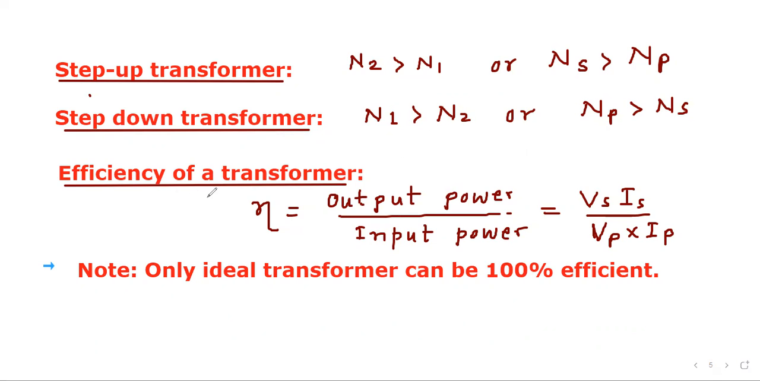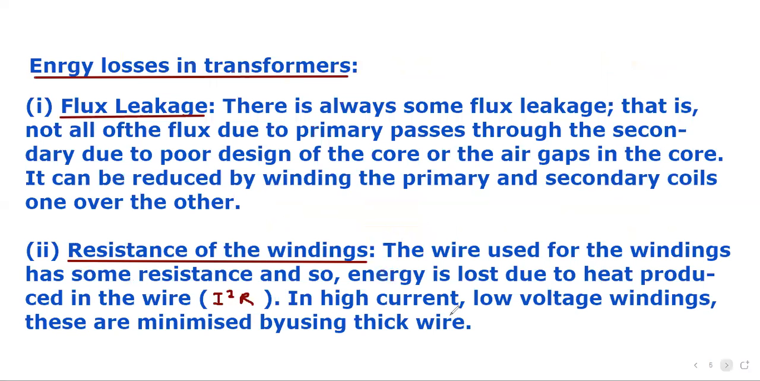Now, efficiency of a transformer. Efficiency eta is given by output power divided by input power. So power P equal to VI. So eta equals voltage in secondary times current in secondary divided by voltage in primary times current in primary. So only ideal transformer can be 100% efficient. So it means there is always some energy loss in the transformer. Let's see all types of energy losses in the transformer.